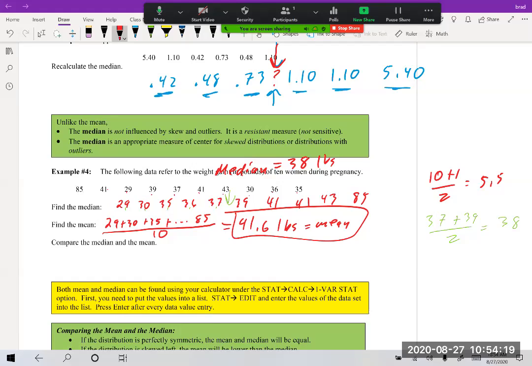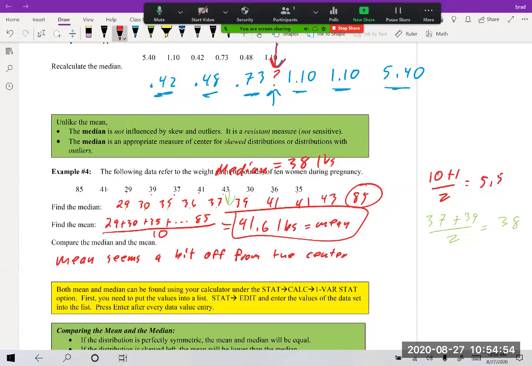Compare the median and the mean. It looks like the median is going to be a little bit better of an estimation of the center of the data, because if you look at the 41.6, the mean, remember the mean is trying to tell you where the center of the data is. The mean seems a bit off from the center, and here's why. The 85 is an outlier, right? It looks like an outlier, so it's bringing the mean way up.